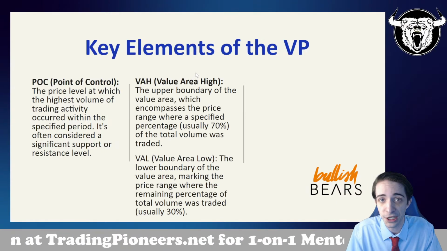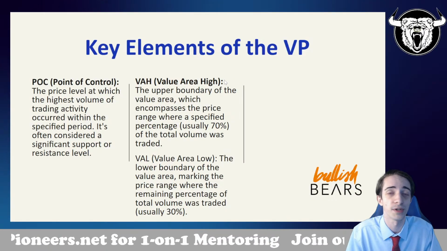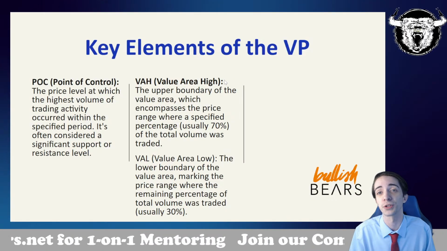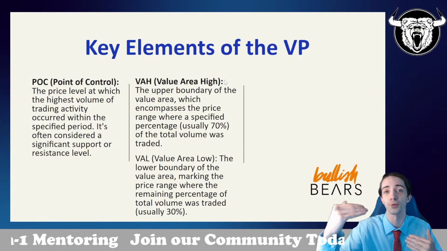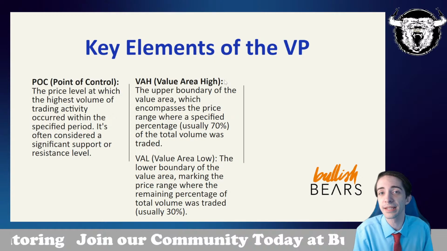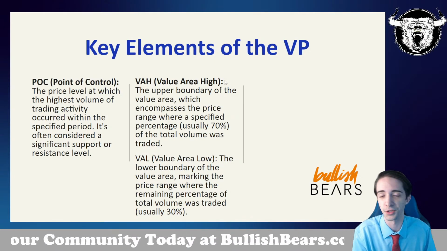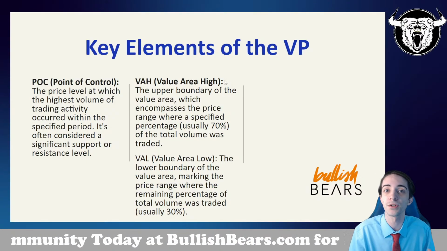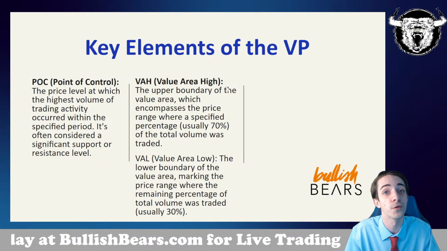So VAH and VAL, this is our value area high and value area low. Our value area, guys, is where 70% of our volume was traded within that volume profile. 70% is the typical, but with most indicators, you are able to change the settings. You can maybe make it 60, 50, whatever helps in your situation. You're always able to move around with that.